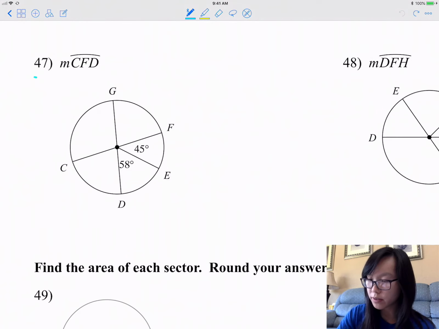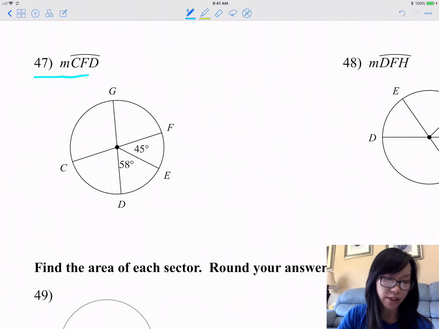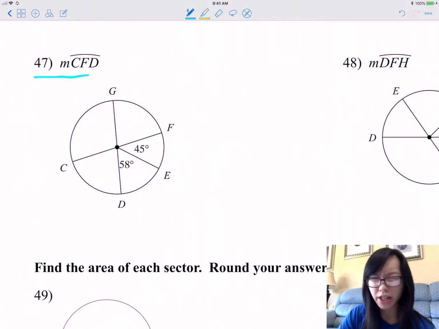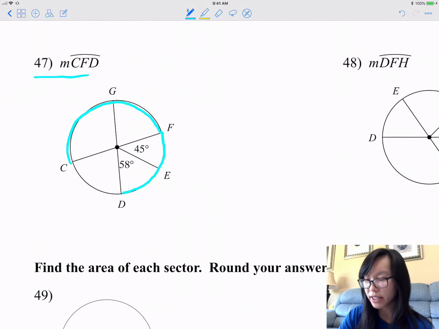So now we're going to do number 47, and I chose number 47 because it's a little bit more challenging than the other problems. Notice we're trying to find the arc of C, F, and D. So notice we're pretty much finding that entire angle all the way around that circle except for this. So it's going to be a little challenging, but basically we can break it up into pieces. Notice they tell us that this is 58 and this is 45, and we're going to use that to our advantage.